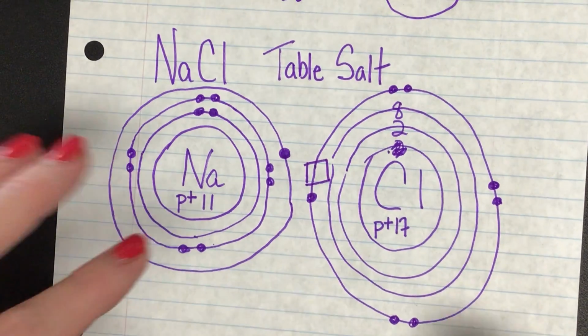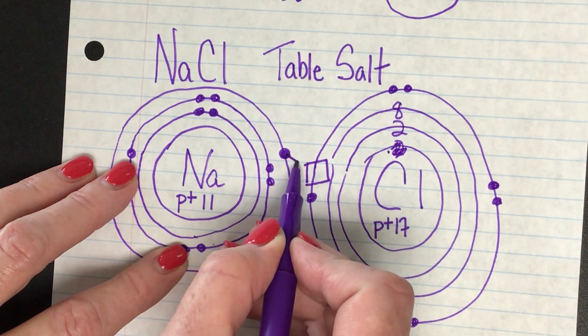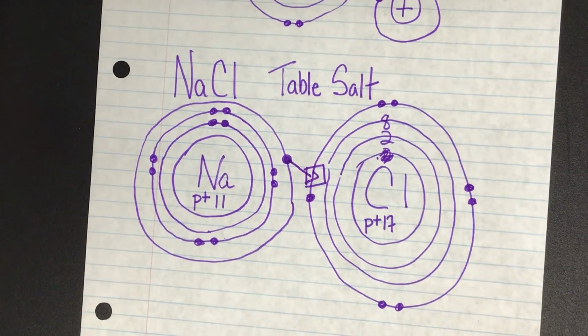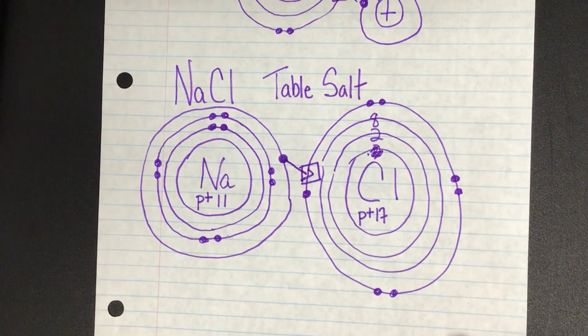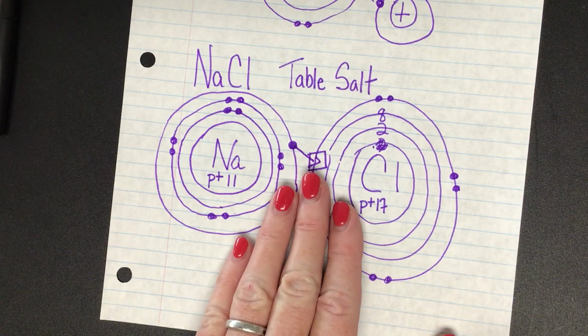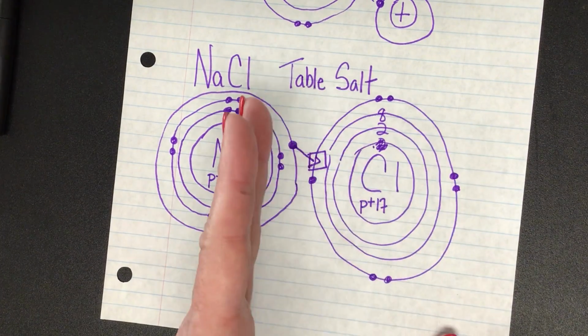That electron right there is going to squeeze in. They have made what we call a chemical bond. And now they, together, are going to be like the stable group. Which is the stable group?